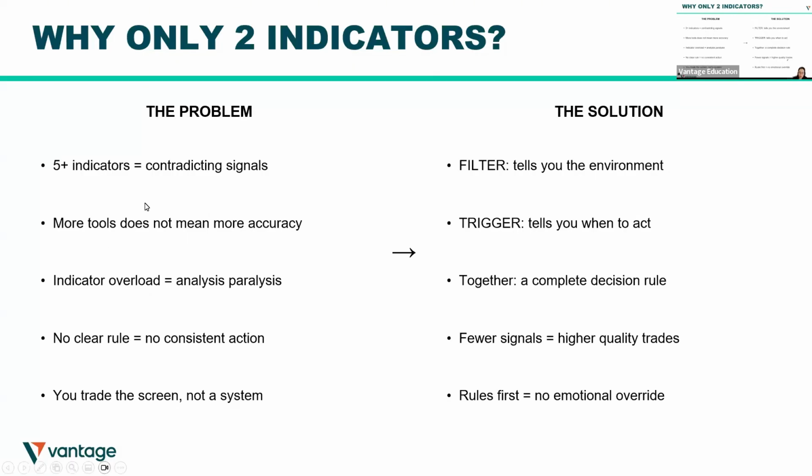And what is the solution? The filter tells you the direction. More tools do not mean more accuracy. The trigger tells you when to act. Do you know that an indicator is not for your confirmation? Can you share with me, guys, what purpose you are using indicators for?